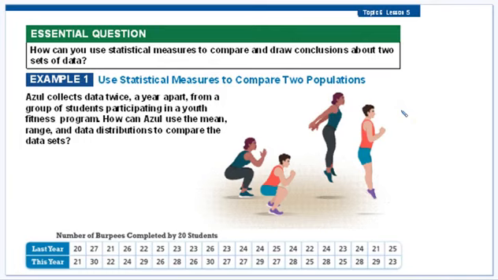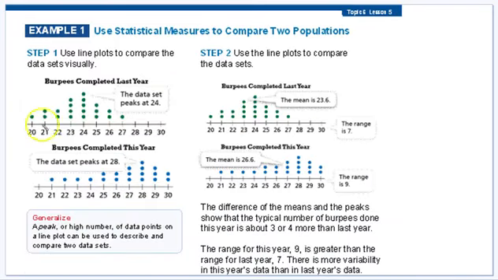Let's go to the next page. So they set it up on a line plot. I feel like this could be a dot plot as well, whatever. So they set it up for last year and this year. They're saying the data set peak, so that is the highest amount of dots, the one that goes up the highest. So last year it would be 24, so that would also be the mode. Mode is what number shows up the most. So 24 is the data set peak.